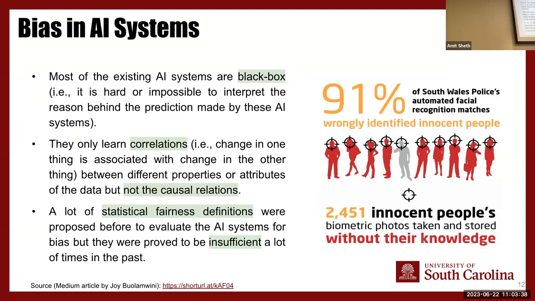And this is an example on the right. You can see that in South Wales, the police department used automated facial recognition matches. They tried to identify possible criminals or suspects who have the potential to commit some kind of crime or offense. They wrongly identified 91% of the people, which is such a huge amount. You can see how biased these systems are, and they are just misclassifying everything. 2,451 innocent people's biometric photos were taken and stored without their permission, no consent at all. That's what happened in South Wales a few years back.